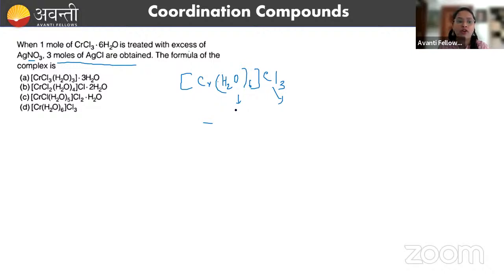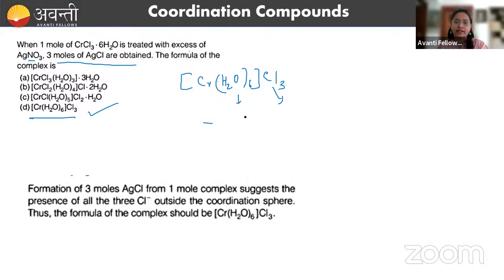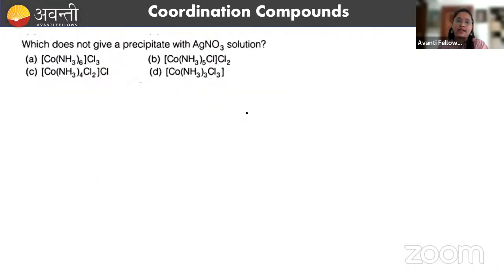So what will be the formula for the given complex? It will be this one, right? Any doubt? You are getting this, right? Everyone? 16 participants are there. Okay, thank you for responding. So 3 molecules are present outside of the coordination sphere, and that's why they give us the 3 AgCl, since they are primary valencies.